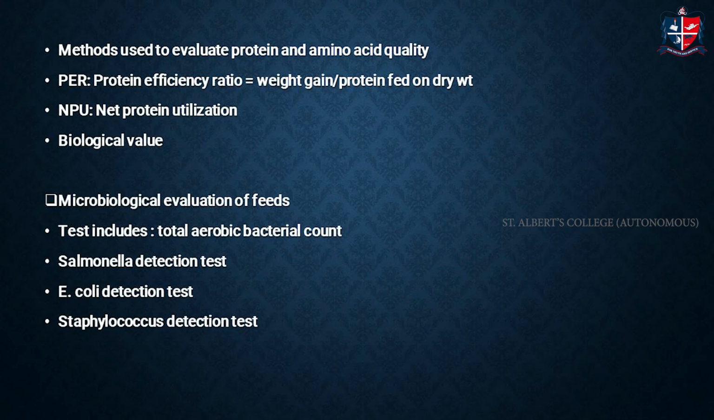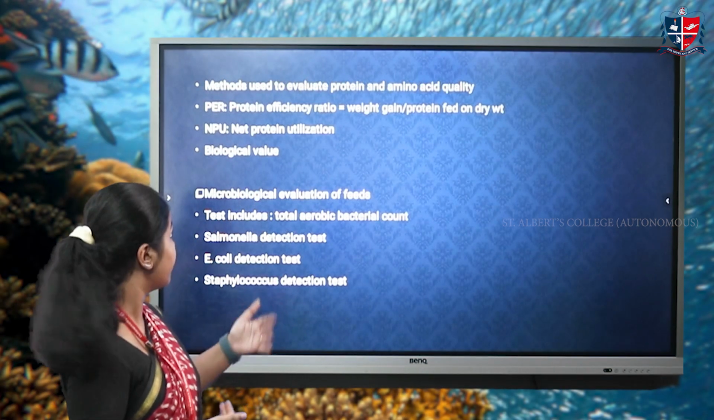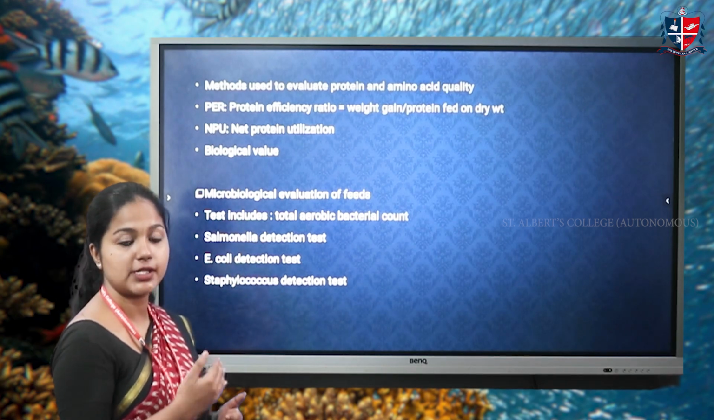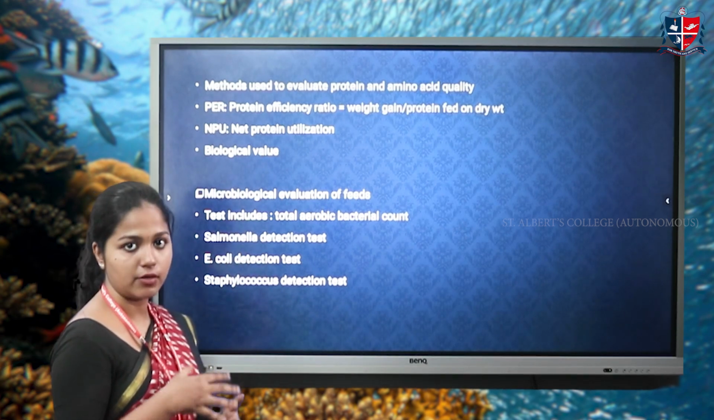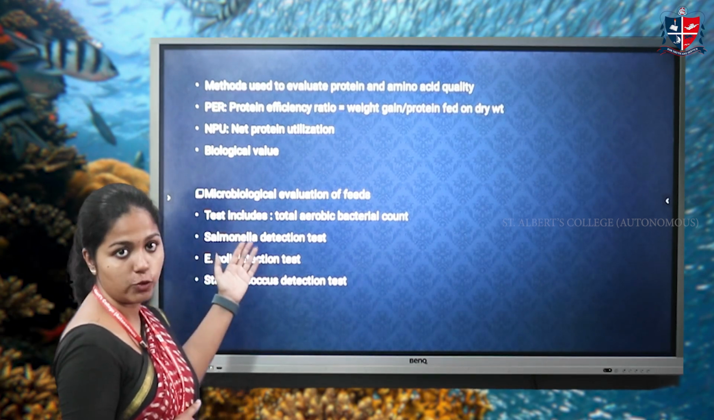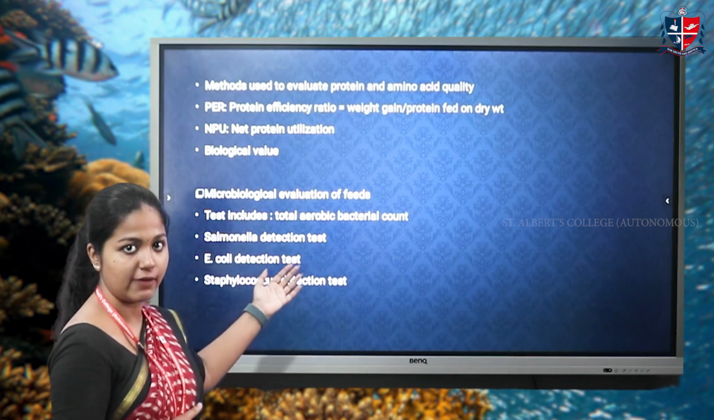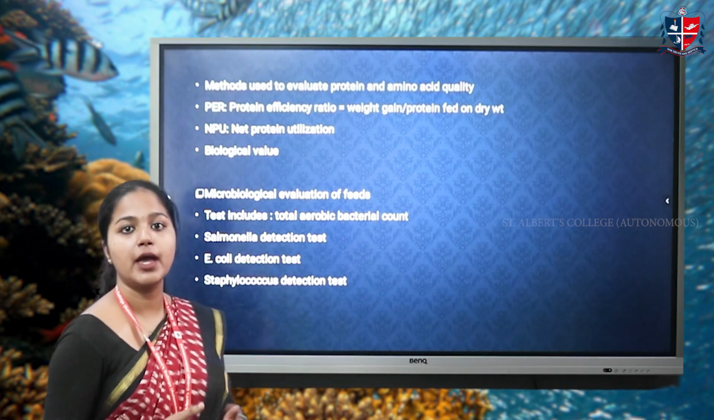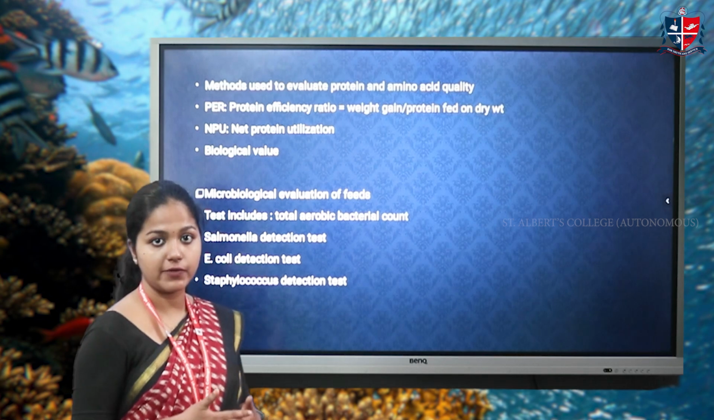And methods which are used for assessing the quality of the protein or the amino acids are as follows, like protein efficiency ratio, which is the weight gain to the protein fed on dry weight, as well as the NPU, net protein utilization, and biological value. And last one is the microbiological evaluation of the feeds.